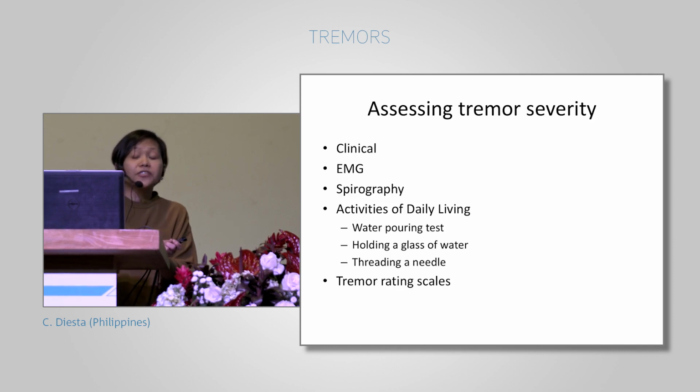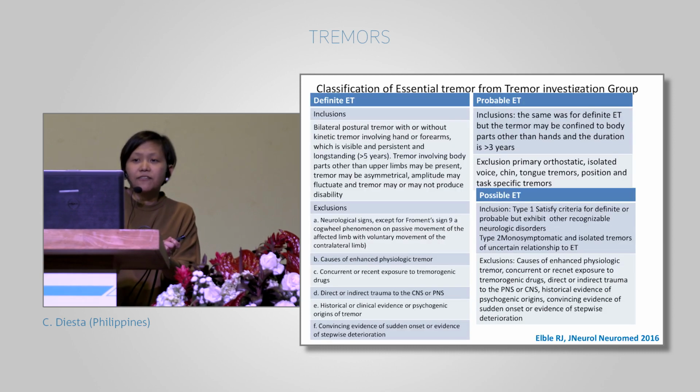So in assessing tremor severity, we have to go clinical. When all else fails, I'm sure the clinical acumen always prevails. And we have to make do with some of the ancillary tests, EMG, for example. In the clinic, make sure to do a spirography, a mimicking of activities of daily living, and we can make use of some of the tremor scales that are available out there.